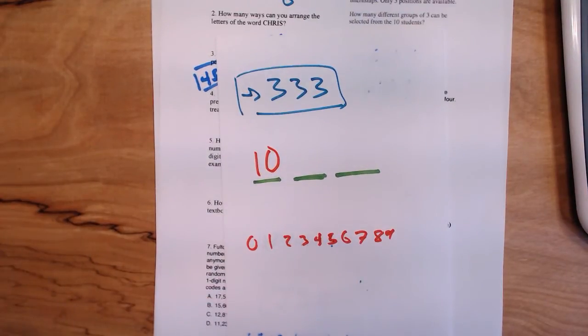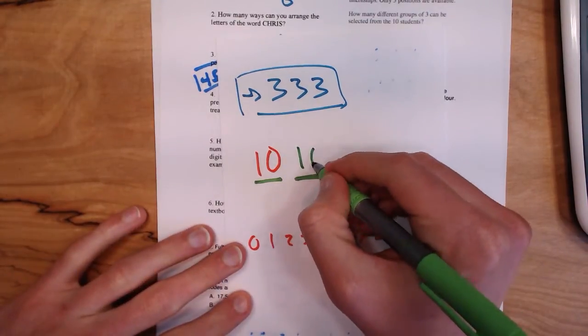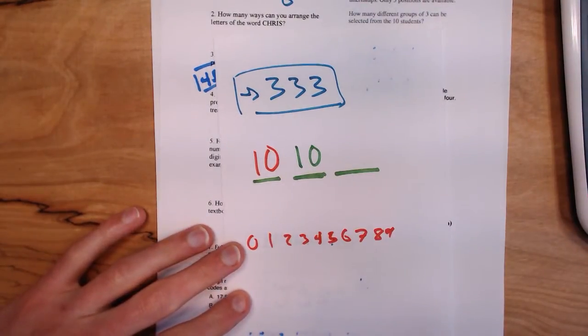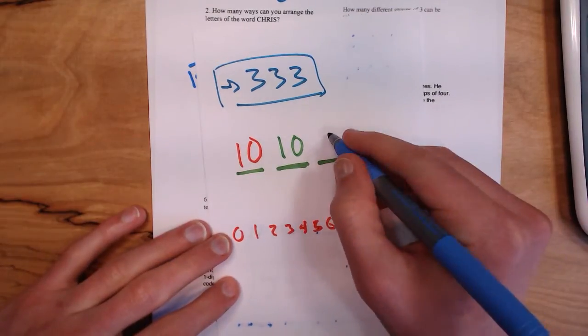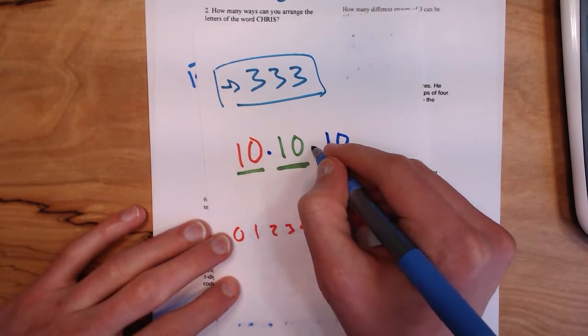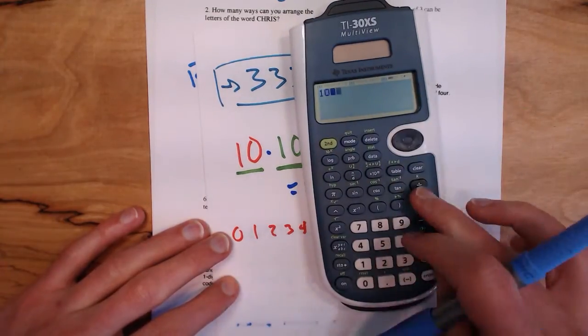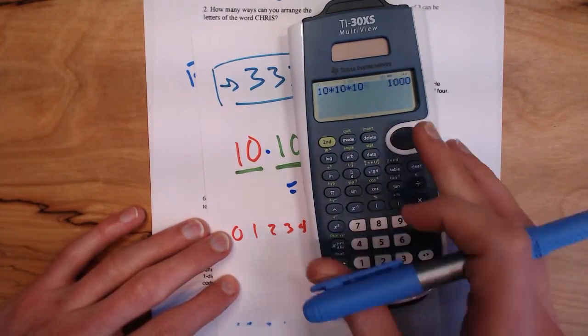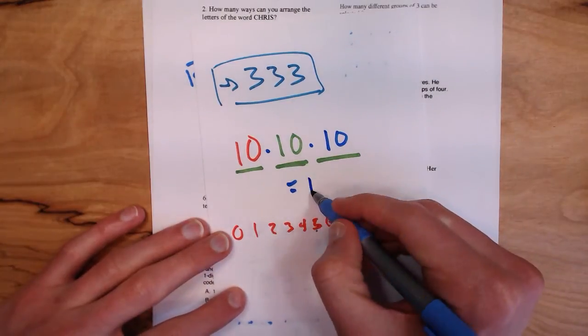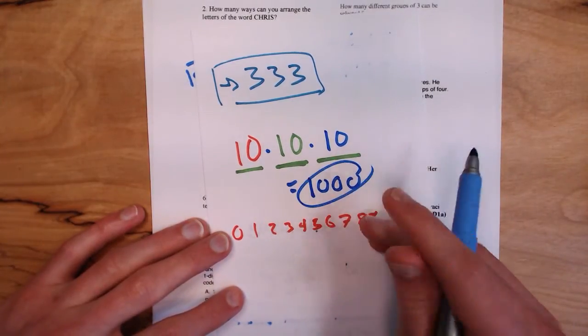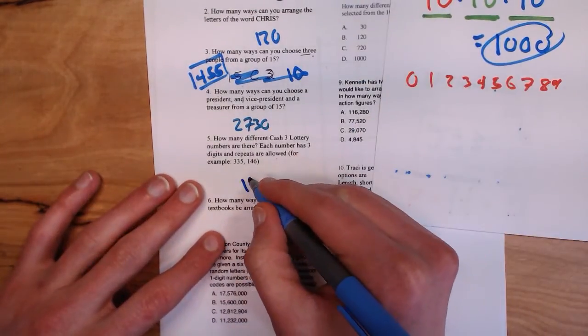For our second digit, how many options are there now? Are there any less? There's not, because it's the same story. It could be any digit 0 through 9, so it must be 10 again. Okay, what about our third digit? Any different? No, it's the same story. So this is the number of possibilities. That's 10 times 10 times 10, which is 1,000. So there's 1,000 different Cash 3 numbers you could pick from.